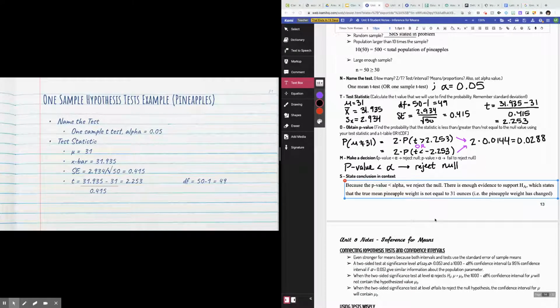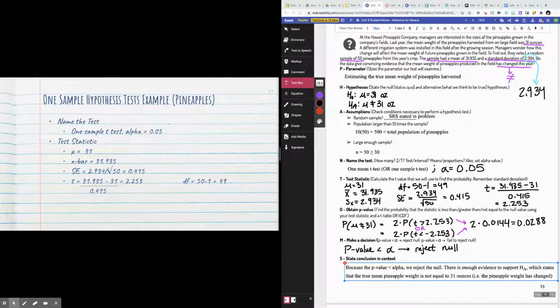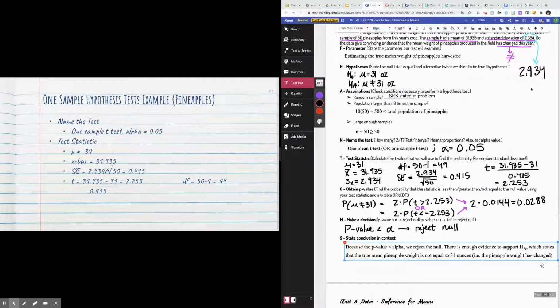Now, if you didn't go through and change the standard deviation, sorry about that, your answer may be slightly different than mine, but you want to make sure that the process you followed is the same. Okay, so for my test statistic here, the parameter is 31, so mu is 31. My sample mean is 31.935. They tell us that in the problem up here. Okay, and then they tell us that the standard deviation of the sample is 2.934.